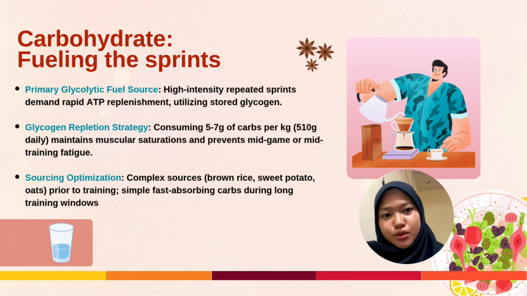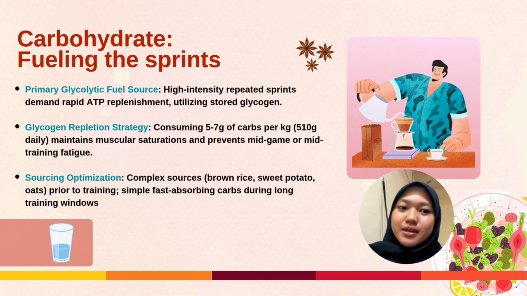So let me break it down to you why this athlete needs carbohydrate, dietary fats, and also protein. First of all, they need carbohydrate because it helps to fuel the sprints, which is the primary glycolytic fuel source. Very high intensity repeated sprints demand rapid ATP replenishment. So it uses almost all of the glycogen, utilizing stored glycogen.